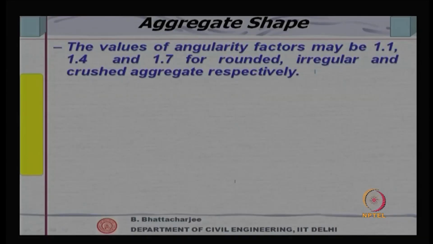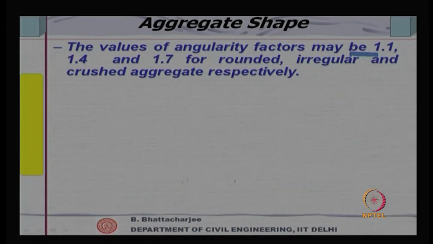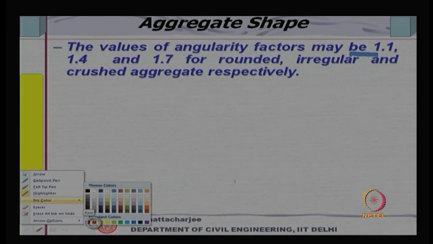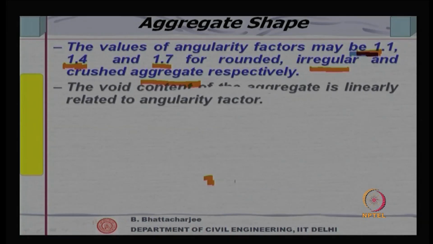The values of angularity factor may be 1.1 for rounded aggregate, 1.4 for irregular, and 1.7 for crushed aggregate. For crushed aggregate it is 1.7.